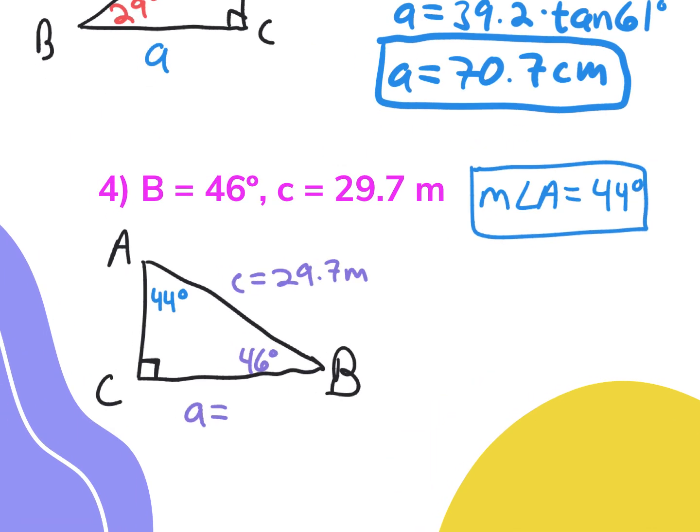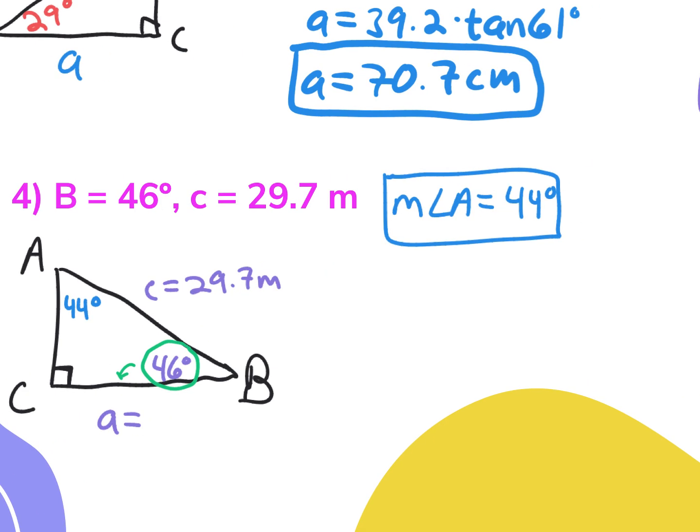Let's do something different than we did before, right? Let's say I want to try angle B. What kind of side is A with respect to angle B? The adjacent, right? So what are we going to use here, sine or cosine? Cosine, right? So let's do cosine of 46 is going to equal A, our adjacent, over our hypotenuse of 29.7. And then to get the A by itself, times 29.7 on both sides.